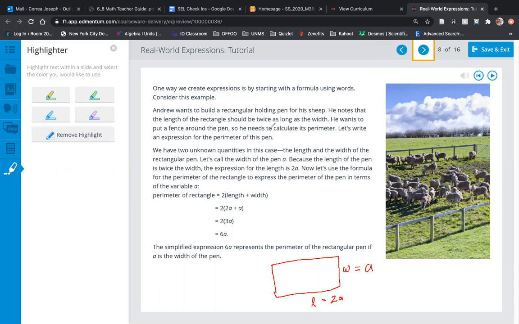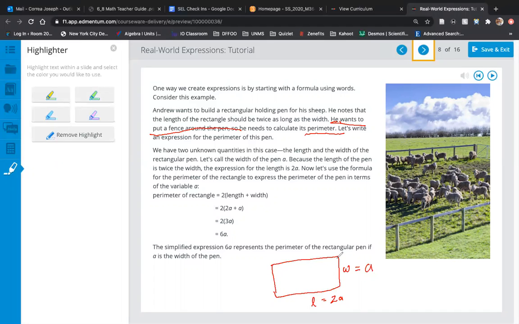But now we have to finish reading this to figure out what he actually wants to do, right? So it says that he wants to put a fence around the pen, right? Probably so that the foxes don't get in to try and eat the sheep, right? So he needs to calculate its perimeter, right? And this is mathematical terminology. I actually believe we talked about it at the beginning of the course. Remember, perimeter is basically just the length around the outside of a two-dimensional object. So if I was to walk around this rectangle, right, that's going to give me the perimeter.